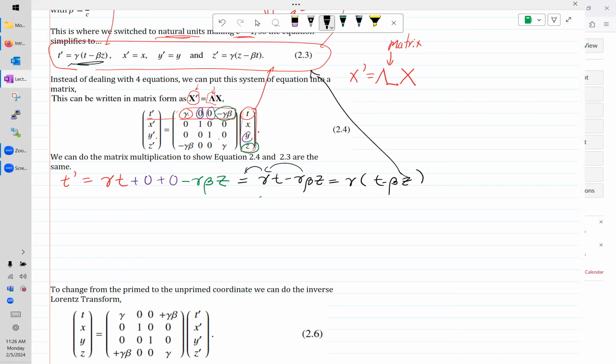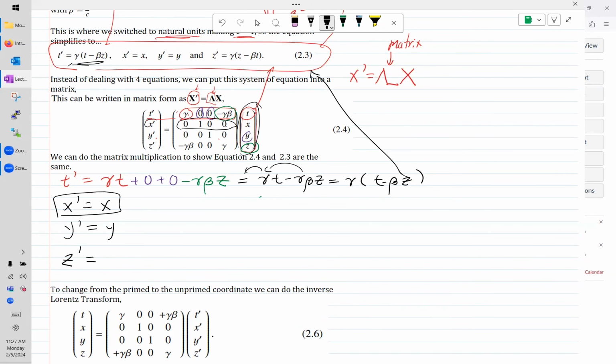Should we practice one more time with Z prime? Actually, let's practice at least one of the non-transforming ones first. So X prime in this matrix here: I'm going to multiply this row by this entire column. 0 times T is 0, 1 times X is X, 0 times Y is 0, 0 times Z is 0. So that's why this equation came out like that. Y prime is going to be the same; not X, Y prime is going to be Y.